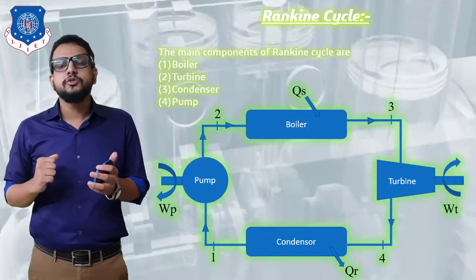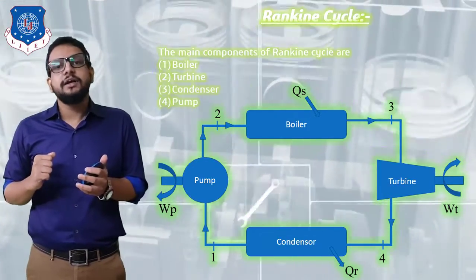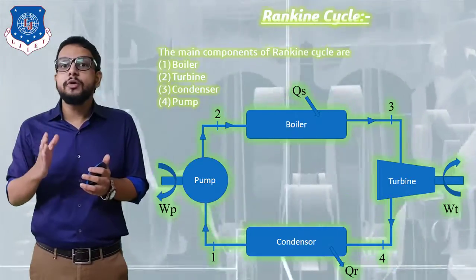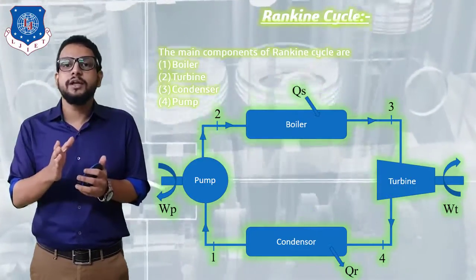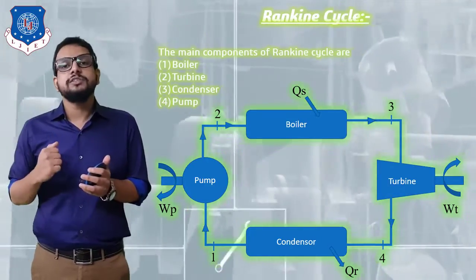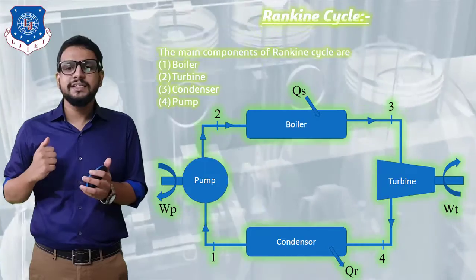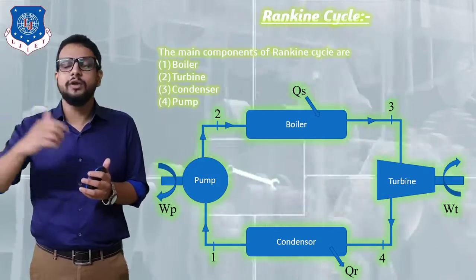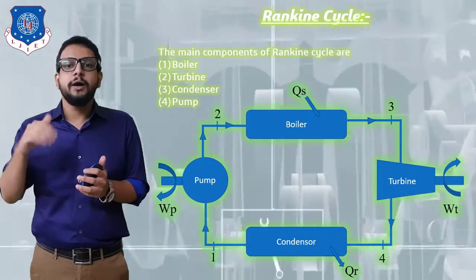Next is the condenser. As the name itself suggests, condenser means it is going to condense something, right? So basically it is going to condense steam, that is, convert steam into liquid by rejecting its heat energy to the surrounding atmosphere. So let's say that QR amount of heat is rejected by the condenser from the steam to the surrounding atmosphere. And pump.